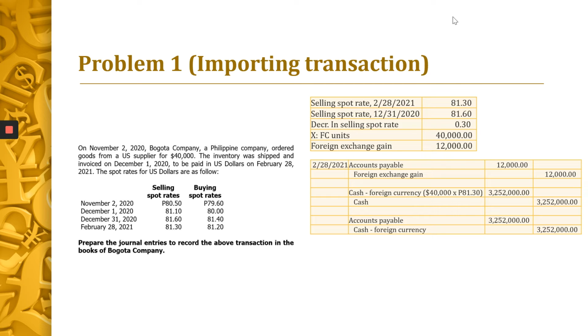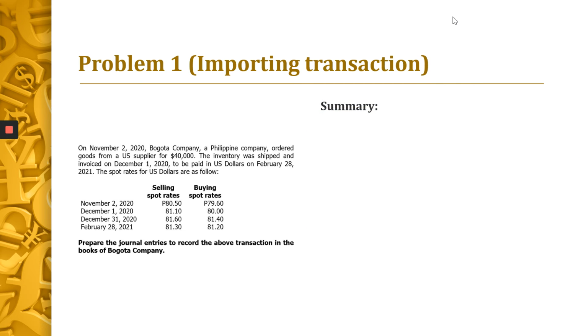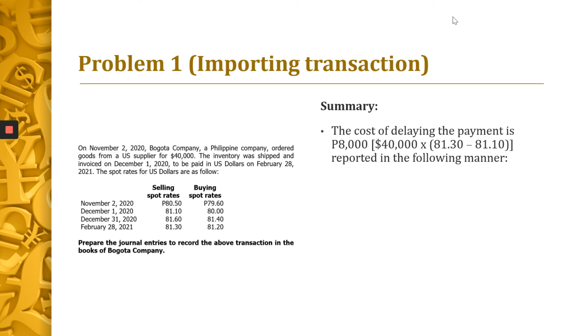Okay, summarize natin yung nangyari kay problem number 1. Kailan ba tayo nag-recognize ng utang natin? Diba, December 1? Pero kailan lang nabayaran? February 28. So, nagkaroon ng delay pa sa payment. Tama? Therefore, the cost of delaying the payment is how much? 8,000. How did we compute 8,000? That is the difference between the selling spot rate on the date of settlement versus the selling spot rate on the date of transaction.